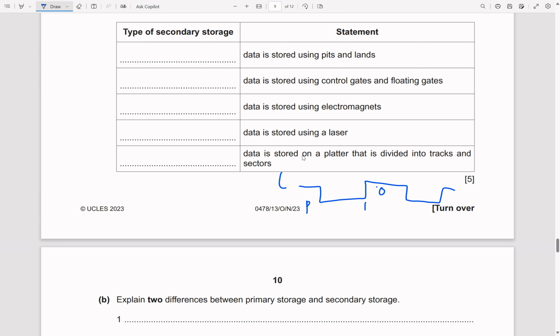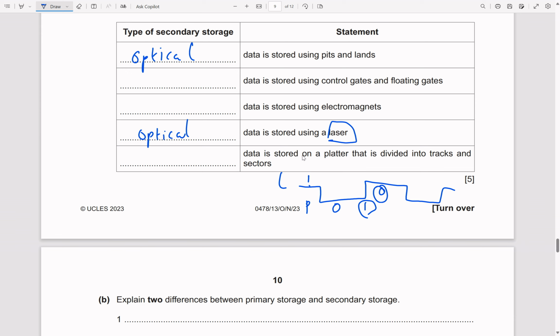So basically a land corresponds to something, a pit corresponds to something. I think really it's based on the change. It's not as simple as saying a pit is 0 and a land is 1. It's actually based on when it changes. But anyway, this one is going to be optical storage. So let's just say optical. And when we say optical, that means light. So CDs, DVDs, Blu-rays, using a laser. So here we can also write optical as well.